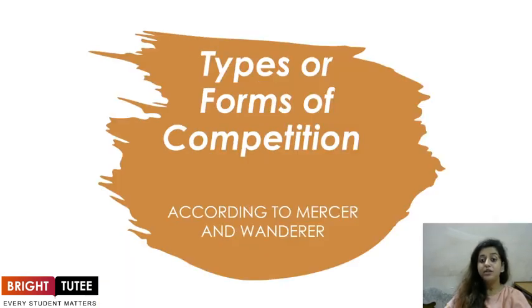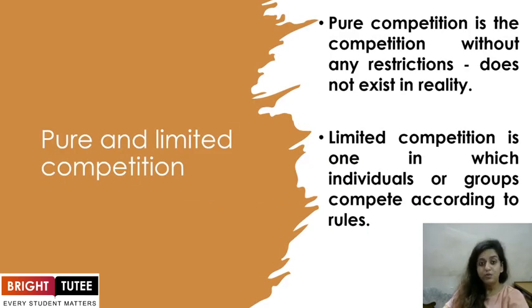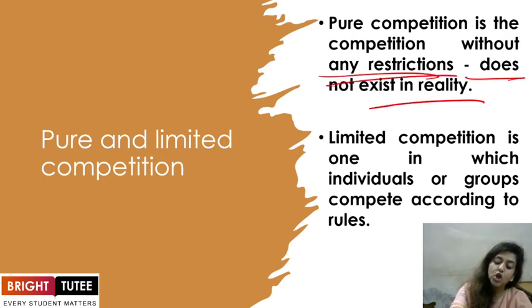Talking about the types or the forms of competition, this is according to Merker and Wanderer that these forms of competition exist. The first one being pure and limited competition. Pure competition is without any restrictions, and that does not exist in reality. You got to have certain restrictions, you got to have certain limitations when you are talking about competition.